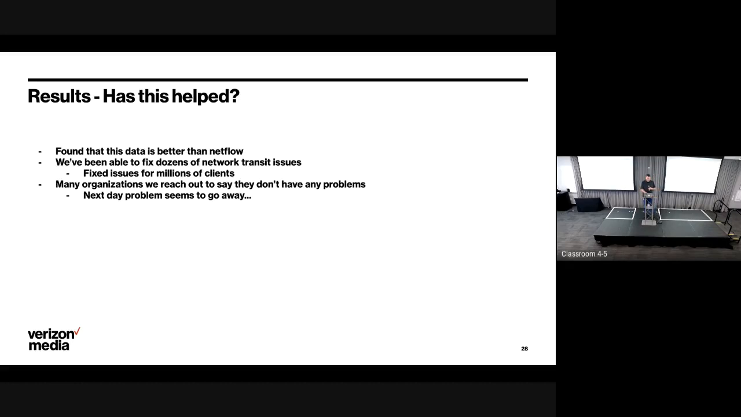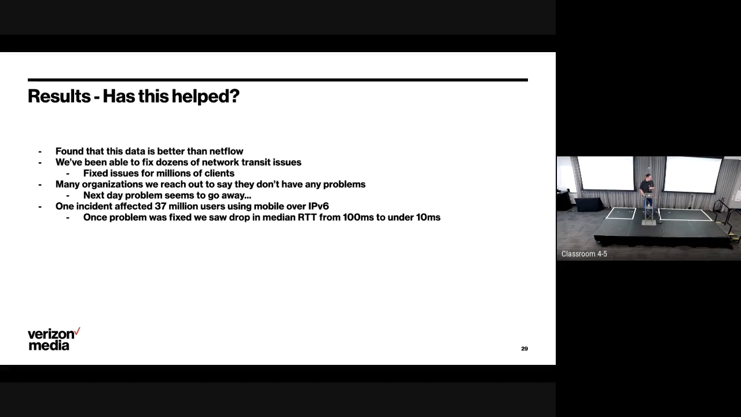One of the bigger incidents that we've seen is that we detected an issue that was affecting around 37 million users, and this is all over mobile IPv6. They were seeing some really, really long delay times. We could actually test after working with this organization. We realized there was some issue on their routers where every 60 or 90 seconds it was resetting something like this, and they would see massive delays. And then once this problem was fixed, it took quite a long time.